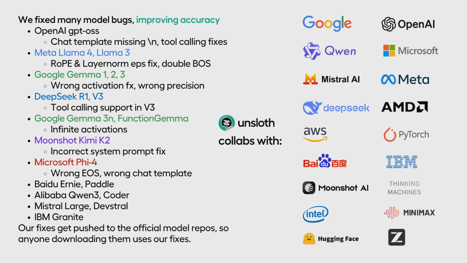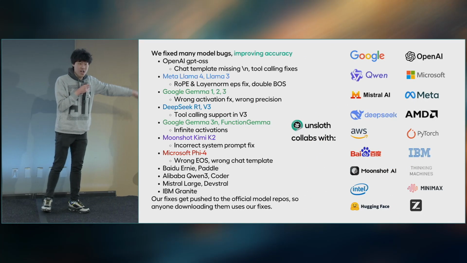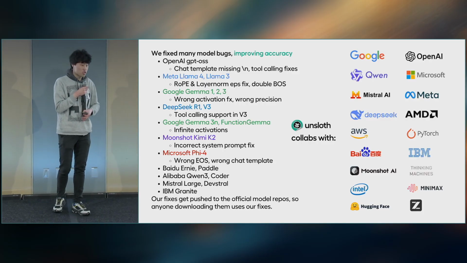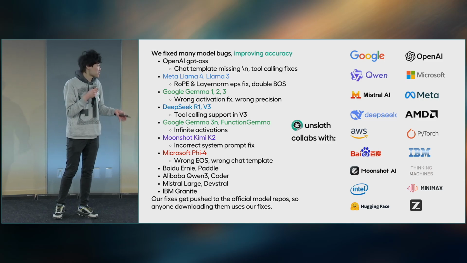For an introduction to what Unsloth is and what we do, we fix a lot of bugs in open source models. For example, in OpenAI's open source model we fixed a chat template problem. In Meta's Llama and Gemma, we fixed a few problems. Even the large models had some issues. We contribute these fixes to the large labs, so we collaborate with everyone in the world on model bug fixes. Whatever model you download now is most likely fixed by us.